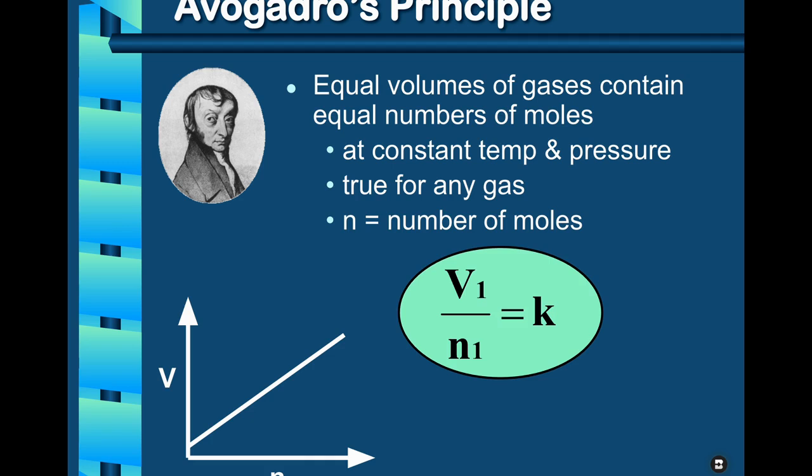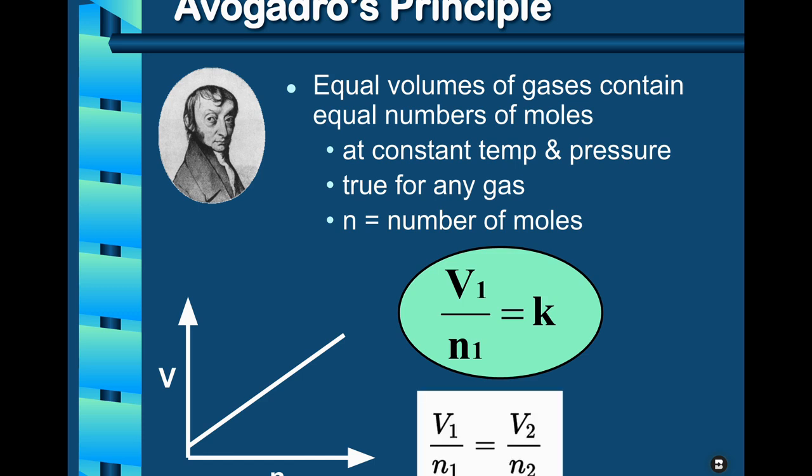So what Avogadro found was that the initial volume divided by the initial number of moles equaled a constant. And we know that then we can set that V1 over N1 is equal to V2 over N2. So this is another direct relationship. But again, what I find completely, I don't know, mind-boggling is that it doesn't matter what gas it is. If you have a mole of oxygen at a certain temperature and pressure, it's going to occupy the same volume as a mole of carbon dioxide. So that's Avogadro's law.